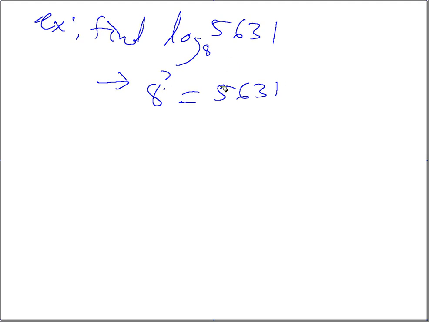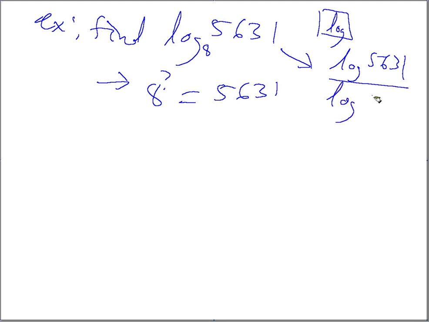So again, let's use the change of base formula. This time I'm going to use the common log button instead of the ln button. But again, either one, you should get the same answer either way. Just be consistent. Use ln, stick with ln. Use log, stick with log. So this is going to be log of 5631 over log of 8. This is basically strictly a calculator problem. So 5631 log divided by 8 log equal to roughly 4.153.